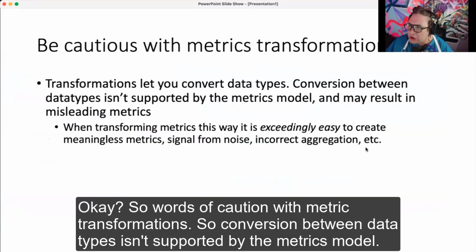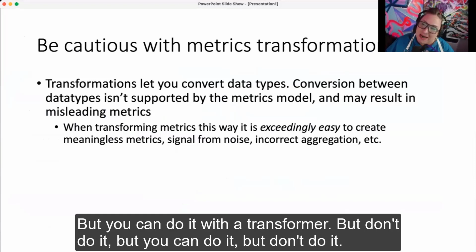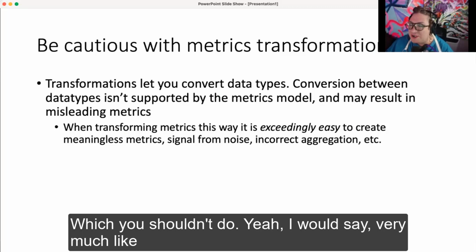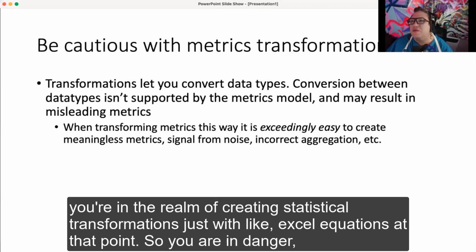Okay, so words of caution with metric transformations. Conversion between data types isn't supported by the metrics model, but you can do it with a transformer, but don't do it. It's exceedingly easy to create meaningless metrics, like creating averages from max values, which you shouldn't do. You're in the realm of creating statistical transformations with Excel equations at that point.